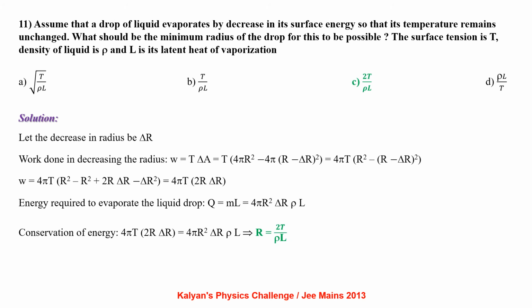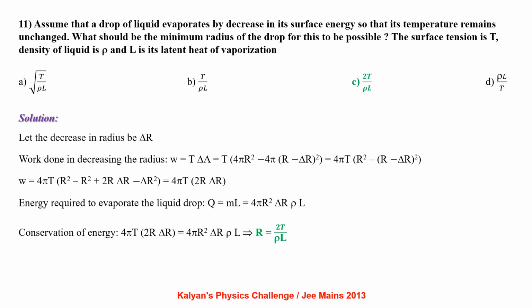Assume that a drop of liquid evaporates by decrease in its surface energy so that its temperature remains unchanged. What should be the minimum radius of the drop for this to be possible? The surface tension is T, the density of the liquid is rho, and L is the latent heat of vaporization. Let the decrease in radius be delta R.